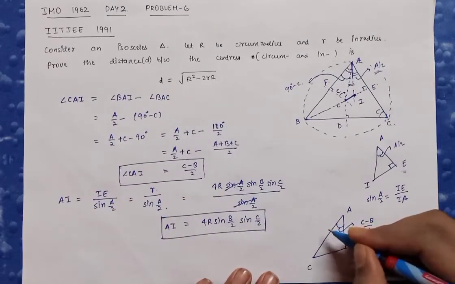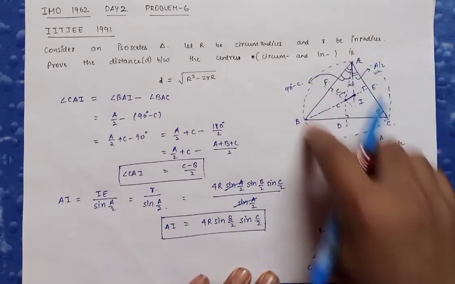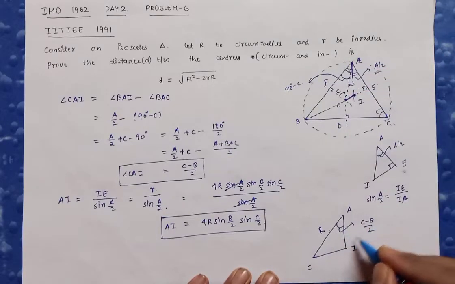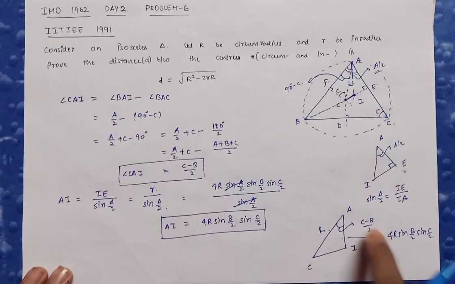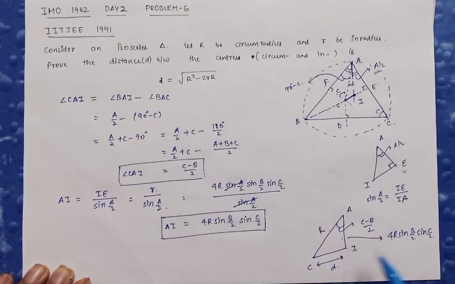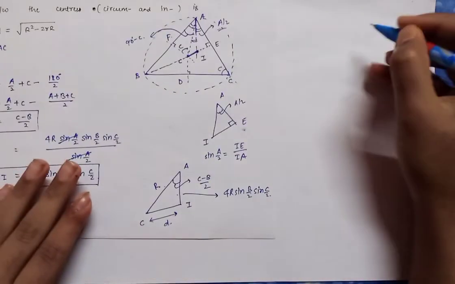and AC is nothing but capital R, because I already told that C is the circumcenter which is circumscribing the triangle ABC. That's why AC is the radius of this circumcircle. Now this angle is (C minus B) by 2 and AI, as I calculated here, has length 4R sine B by 2 sine C by 2. So this is a triangle and we have two sides and the angle between those two sides. And I have to calculate this length CI. This is small d as said in the question. So directly I got the hint that I have to use the cosine rule. So I am directly applying the cosine rule in this triangle and redrawing this triangle over here.